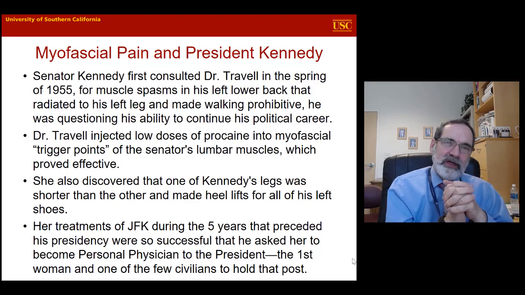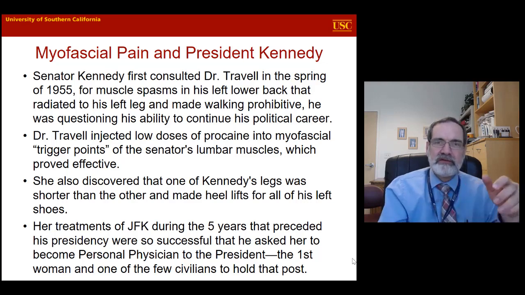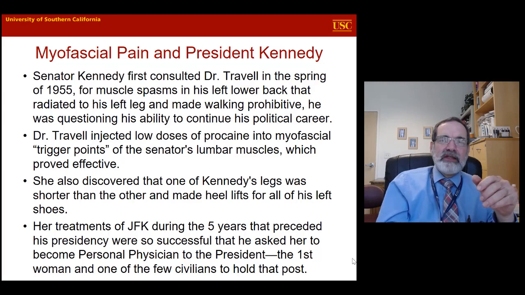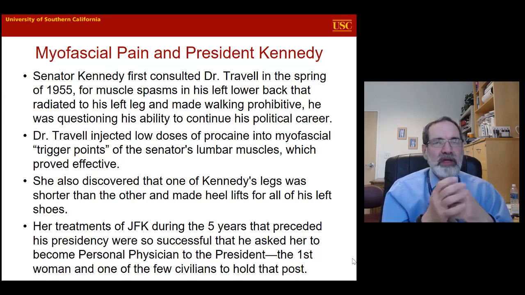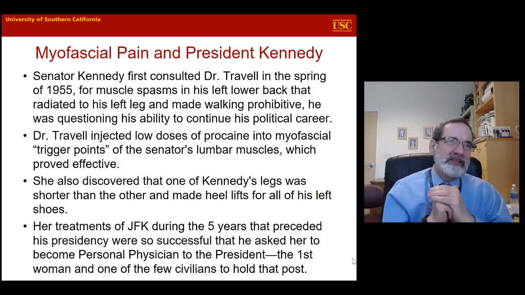So let me tell you about our former President Kennedy. When he was a senator in 1955, he consulted Dr. Janet Travell for muscle spasms in his low back. He had a long history of back pain and had already had multiple surgeries. He found that these muscle spasms were radiating into his left leg, making walking extremely difficult. He was questioning whether or not he could continue his political career.